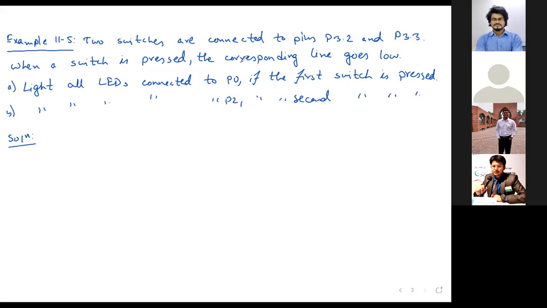Before going to the solution, let us just overview the problem. It says that two switches are connected to the pins P3.2 and P3.3. You can check from the interrupt vector table that these two pins are responsible for activating your external hardware interrupt 0 and interrupt 1. Now, when a switch is pressed, the corresponding line goes low. This is where it is specified that it is a level triggered interrupt, because in level triggered interrupt, whenever we have a low signal in the particular pins, the interrupts are activated. So the question says light all LEDs connected to P0 if the first switch is pressed, and light all LEDs connected to P2 if the second switch is pressed.